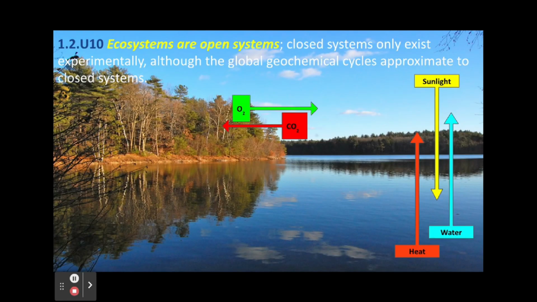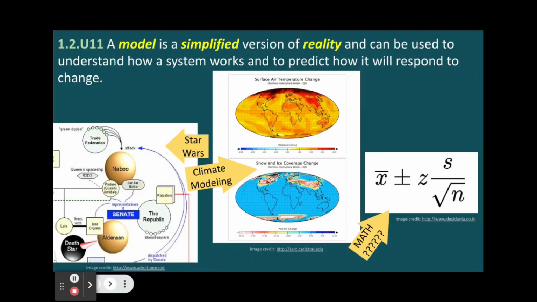Ecosystems are open systems because they exchange both energy and matter with their surroundings. Closed systems exist experimentally, such as in laboratories or controlled experiments where matter exchange is prevented or minimized. However, closed systems do not exist naturally on Earth because there is always some degree of matter exchange between different parts of the Earth system.